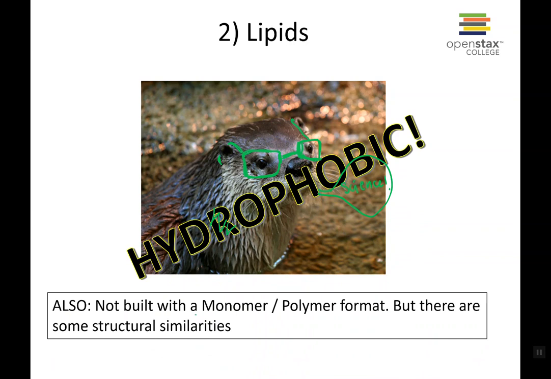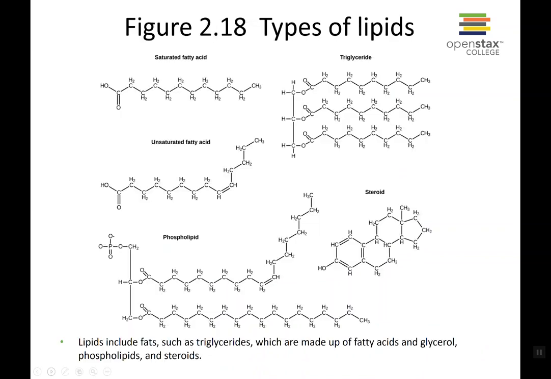So, again, note that these don't really have the same monomer-polymer format as the other ones, but there are some similarities. Various ways that you can, for example, configure fatty acids resemble the relationship between monomers and polymers. So lipids come in several different varieties, and these include saturated and unsaturated fatty acids.